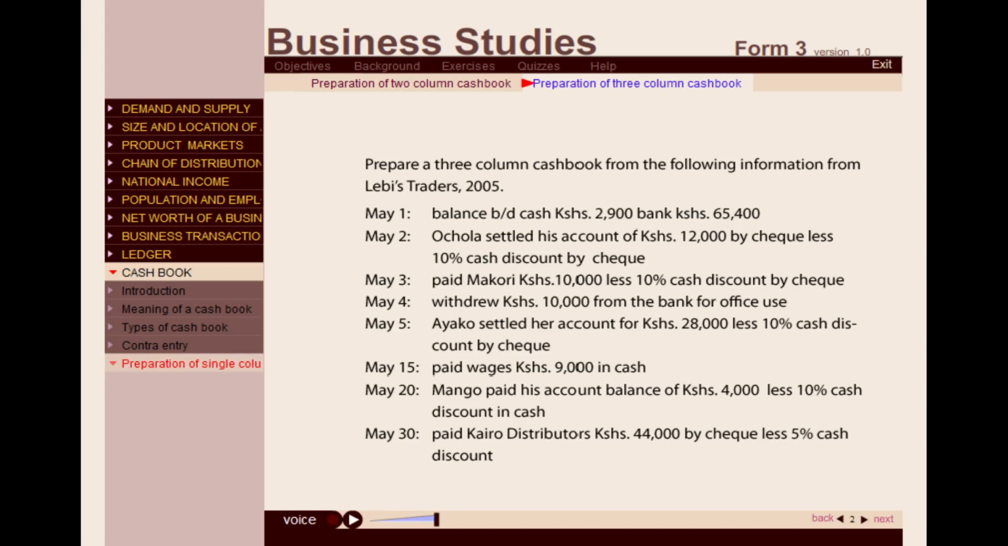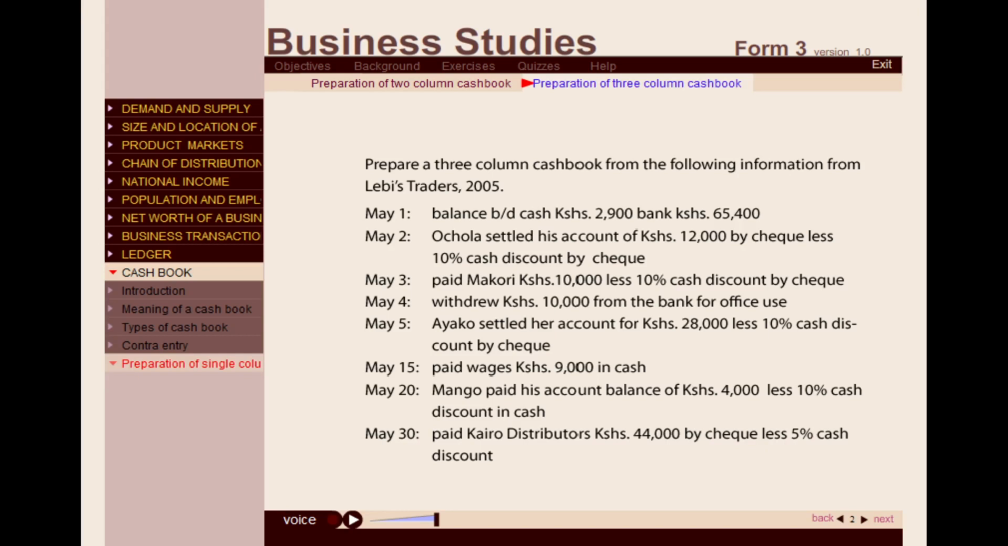May 2nd, Ochola settled his account of 12,000 Kenya shillings by check, less 10% cash discount. May 3rd, paid Makori 10,000 Kenya shillings by check, less 10% cash discount. May 4th, withdrew 10,000 Kenya shillings from the bank for office use. May 5th, Ayako settled her account of 28,000 Kenya shillings by check, less 10% cash discount.